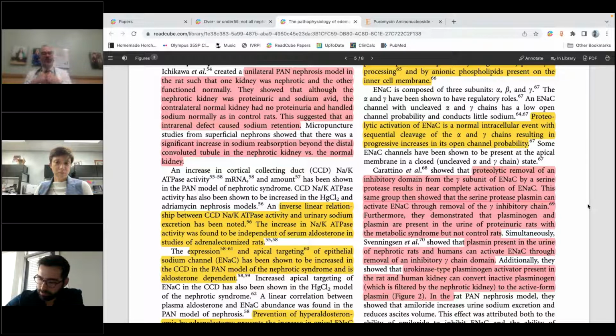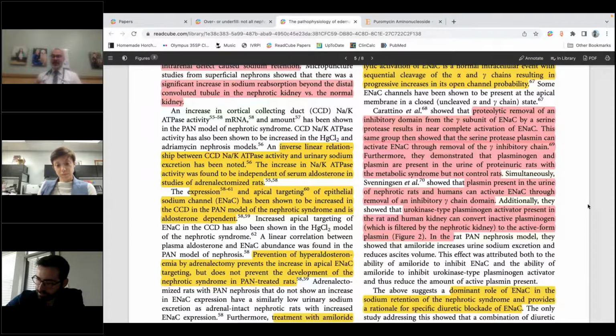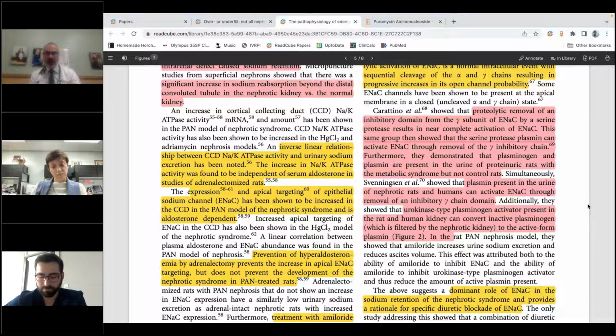So one study showed that plasmin can do that, and plasmin was normally there in the urine of proteinuric rats. That is because plasminogen can be filtered from the glomerulus, and urokinase present within urine can cause proteolytic cleavage of plasminogen into plasmin.